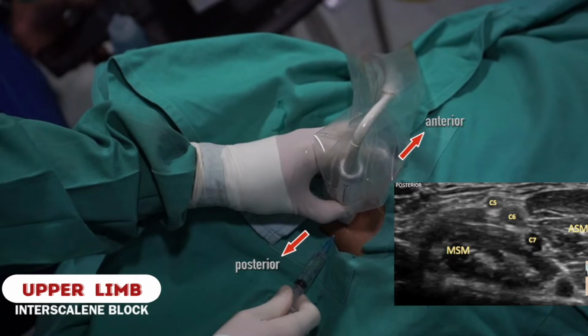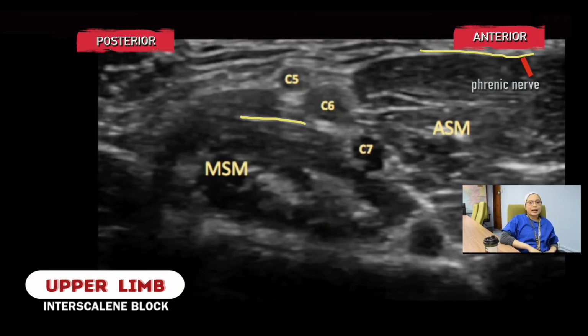It is not advisable to insert the needle in an antero-posterior manner, as the phrenic nerve lies in between the sternocleidomastoid and the anterior scalenus muscle.